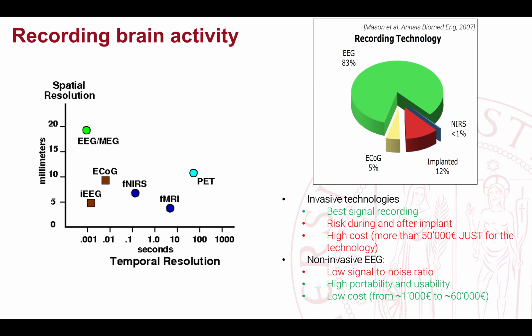With the fNIRS, things are getting better, but still we are in the order of 4 to 5 to 6 seconds to understand what is happening in the brain. Again, it's not enough. We think much faster.